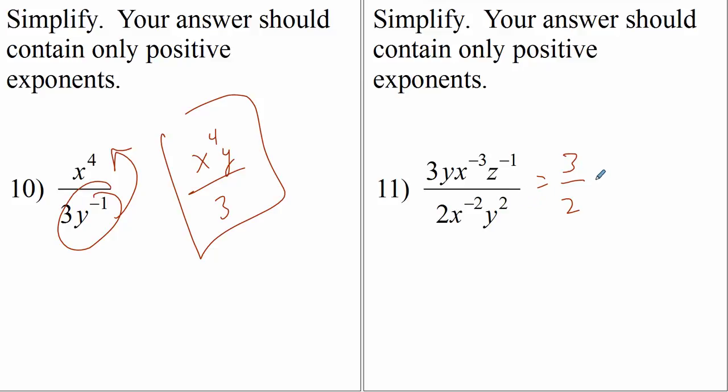What happens then to my other variables? Well, I have a y left on the bottom, I have an x left on the bottom, and I have a z left on the bottom. So it's 3 all over 2, x, y, z, or y, x, z, or z, x, y. Doesn't matter the order, it's fine. So there's your answers there.